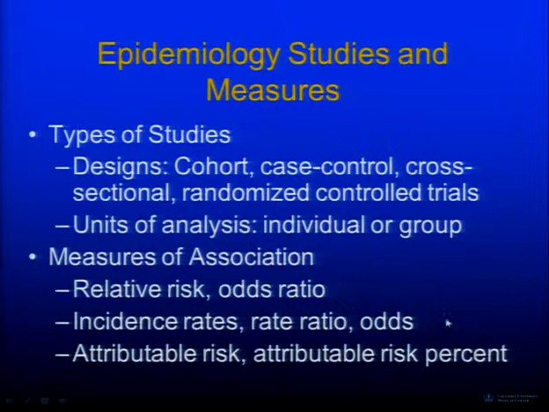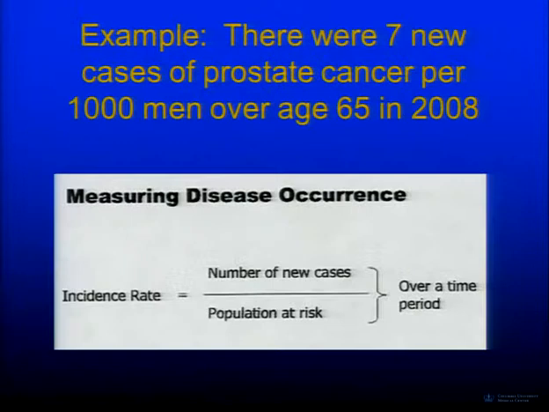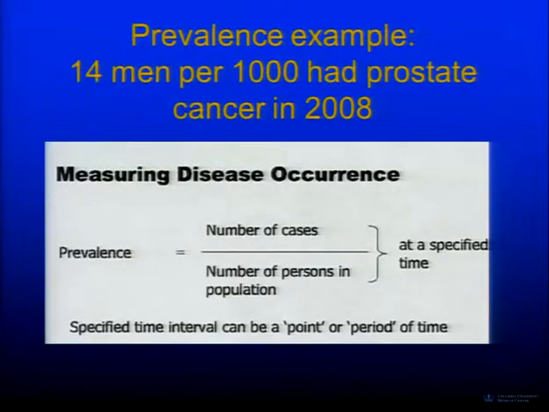You can do a rate ratio, a relative risk, or an odds ratio. And then what we're going to talk about today is the calculation of attributable risk or attributable risk percent. We talked about that if we're talking about incidence rate, the defining characteristic here is the word new, that there were 7 new cases of prostate cancer. And you give it per population at risk. So in this example, it was per 1,000 men over age 65, and then over a time period, and in this example, it was during 2008.